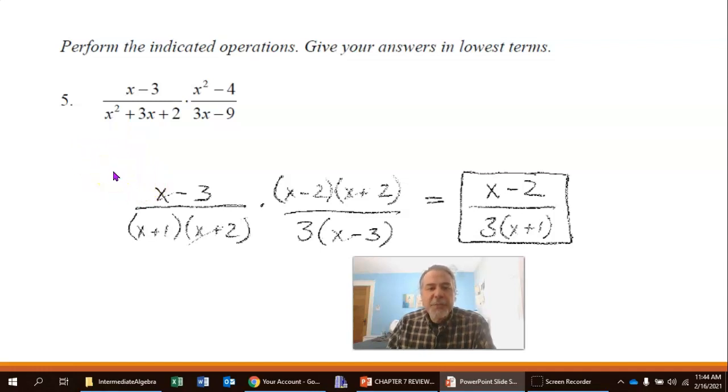Now that everything has been factored, look at all the factors we have in the numerator of the whole thing and all the factors in the denominator, and we have a common factor of x plus 2 that we can cancel out, and we can also cancel out the common factor of x minus 3 on top and on the bottom. So what's left on top is x minus 2 over 3 times x plus 1 on the bottom.